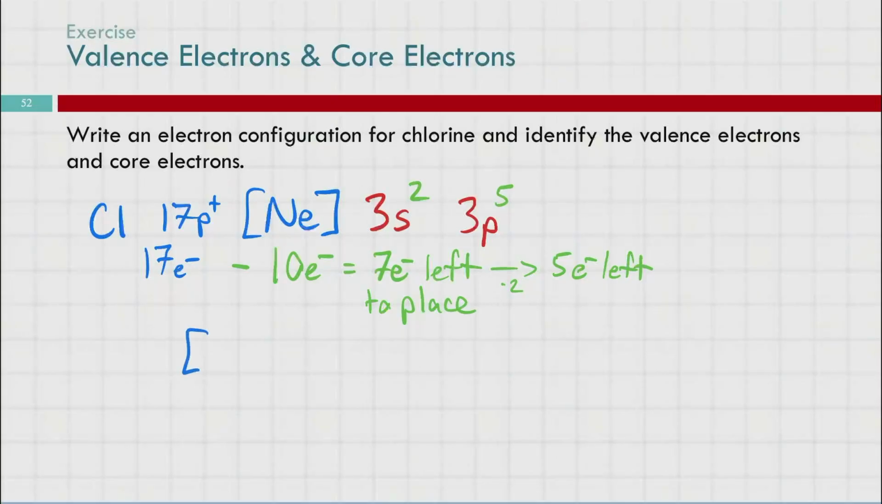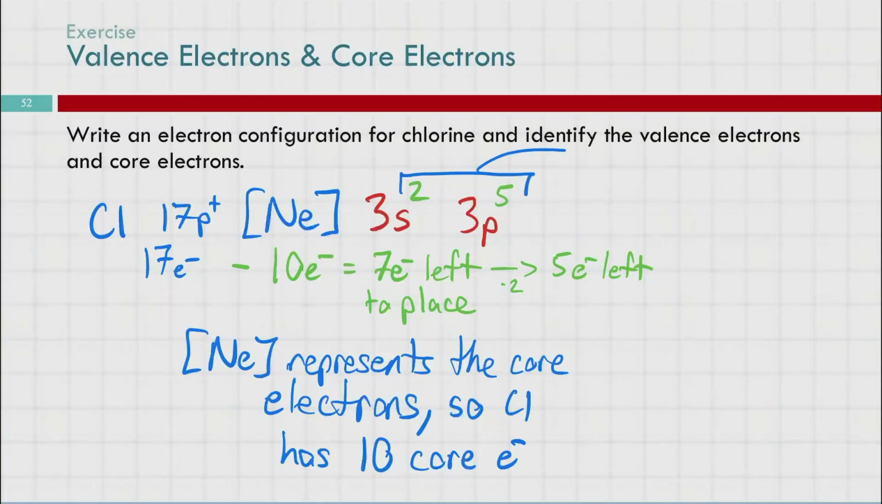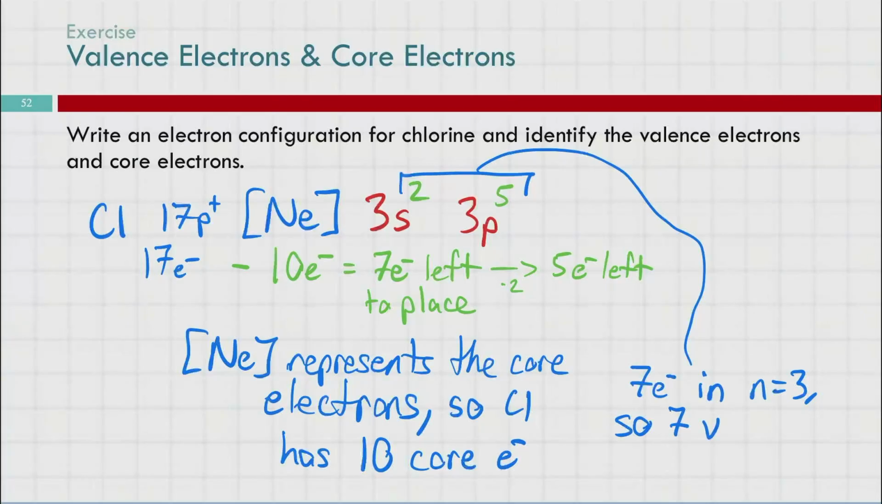In this case, neon represents the core electrons. So chlorine has 10 core electrons. And our outermost electrons in our n equals 3 is 7. 7 electrons in n equals 3, so 7 valence electrons.